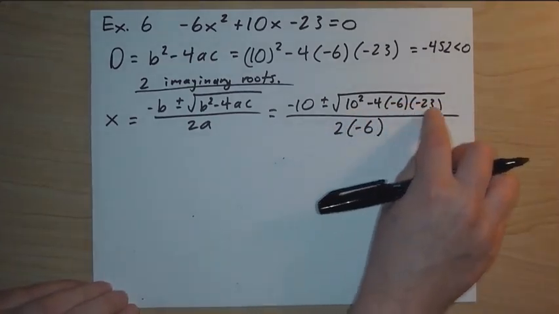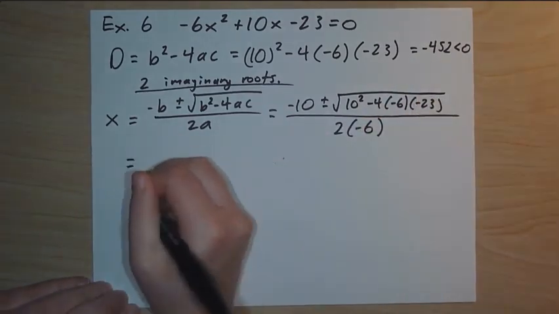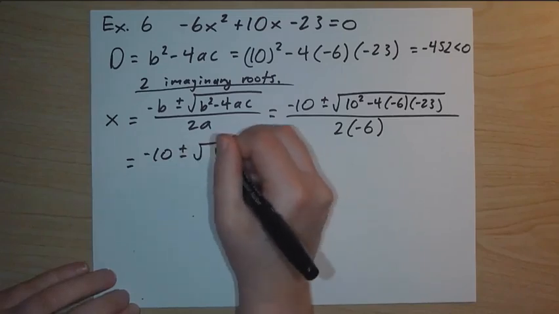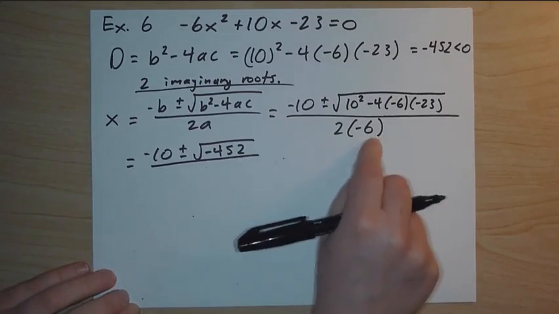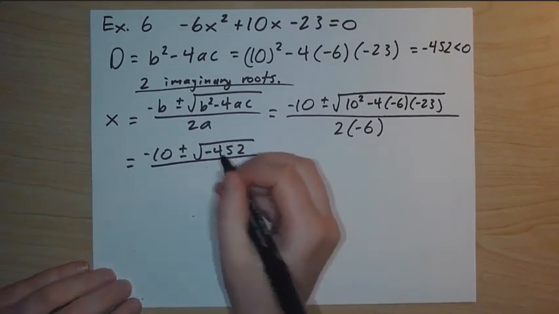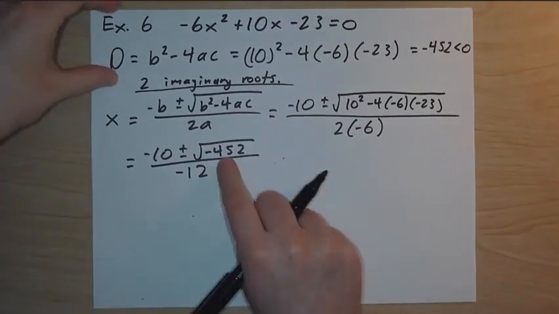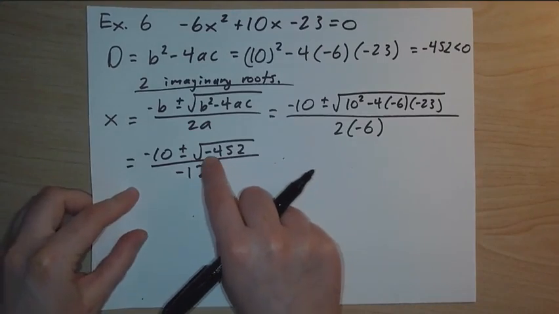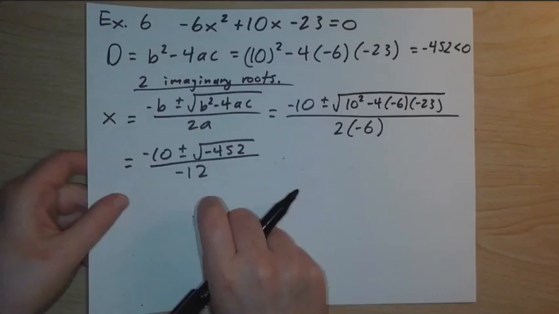So we already know what the inside of the square root is. It's the discriminant. So let's substitute in for that. So this is negative 10 plus minus the square root of negative 452 divided by 2 times negative 6, which is negative 12. Now I want to look in depth at this square root, so on another page I'm going to simplify this square root before plugging it back into this entire formula.